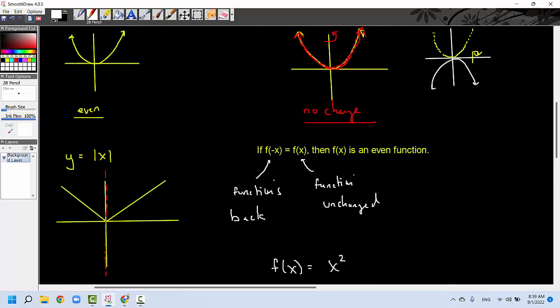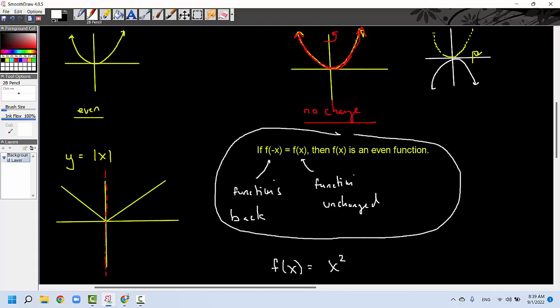So again, the idea of a function being even boils down to this idea right here. If you look at the function's back and it becomes the function unchanged, you are dealing with an even function. Okay, let me clean up the board real quick. I'll be right back with the odd function.